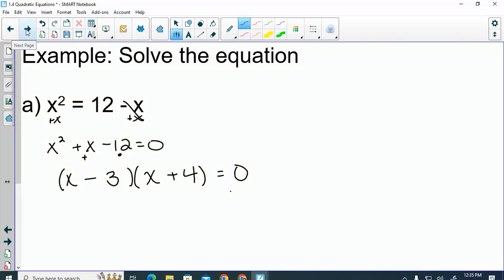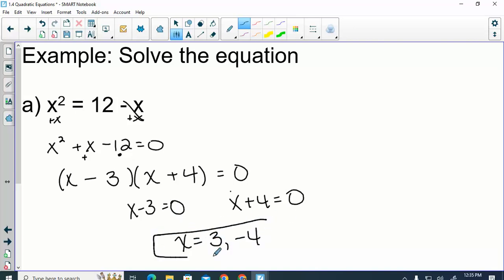So at this point, what do we have to do to finish solving it? Make it equal 0. So you set both of those equal to 0. And we get positive 3 and negative 4. Did I skip any steps that bothered you? Tell me if I need to show more. Typically, with a quadratic equation, it has an x squared, so how many solutions are we looking for at the end? 2. A quadratic should have 2 solutions.